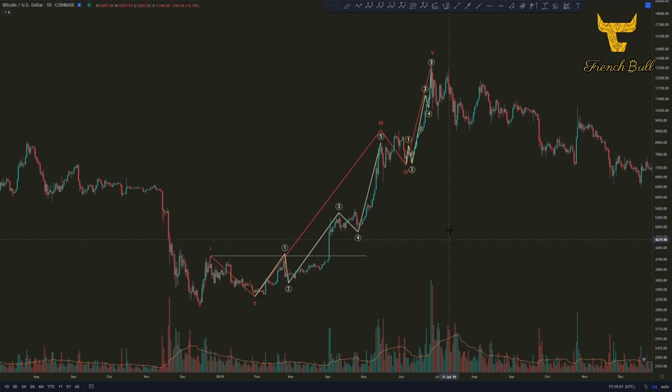And that will be all for this first lesson. In the next lesson, I will go deeper into how we look for the targets using the FIB extension tools and the retracement with the FIB retracement tools. We use also channels and other stuff.